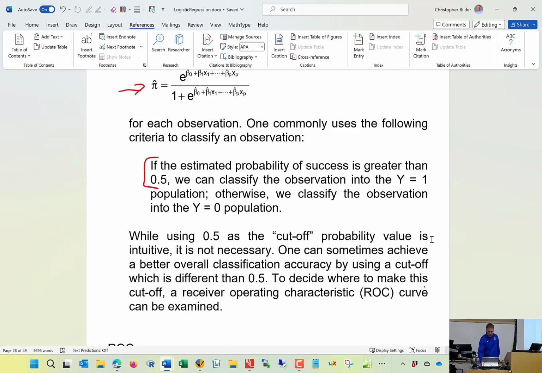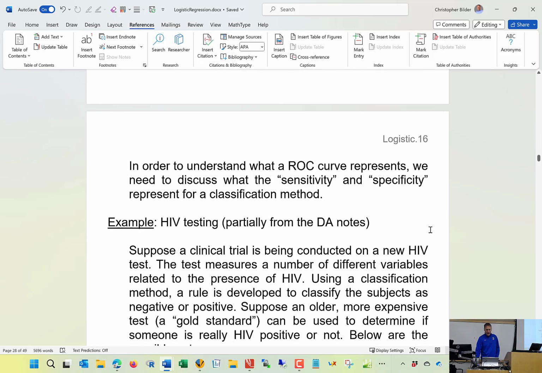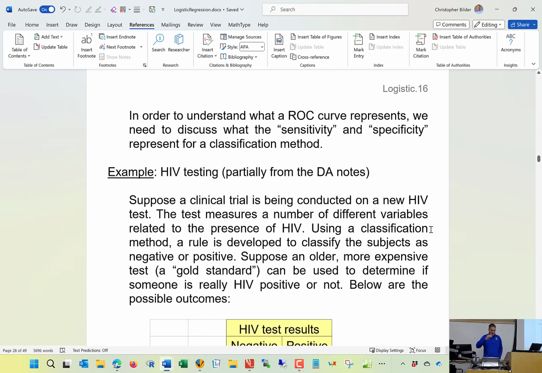There's a tool that helps you do that called a receiver operating characteristic curve, or ROC curve, that we will eventually be getting into. But before we do that, we need to understand two things. We've kind of addressed them before, but we just didn't use this terminology. We need to understand the sensitivity of a classification or prediction method, and also the specificity of one.